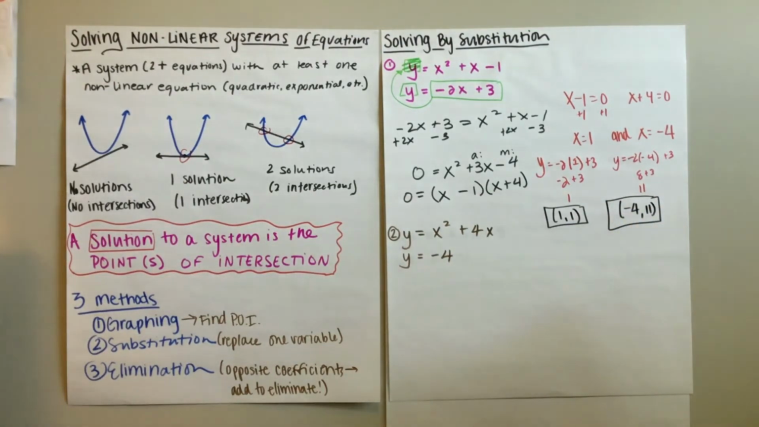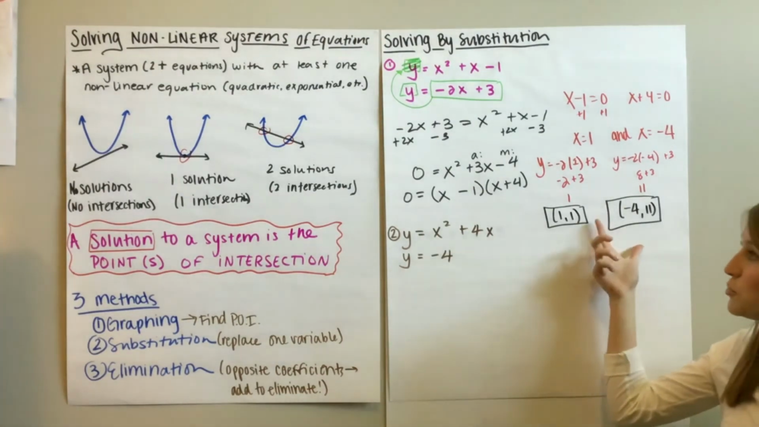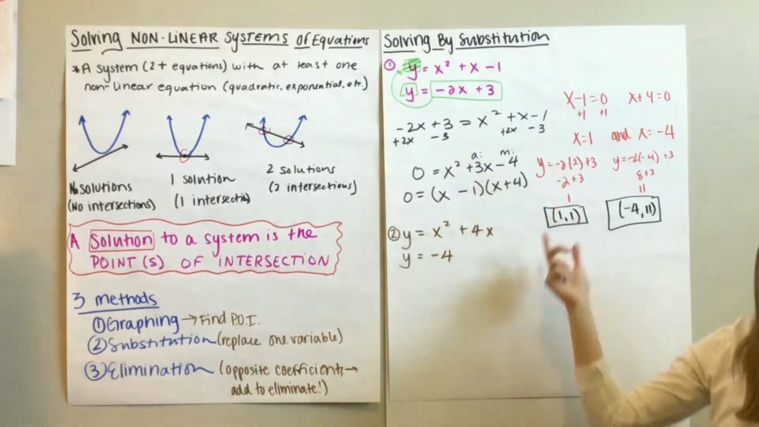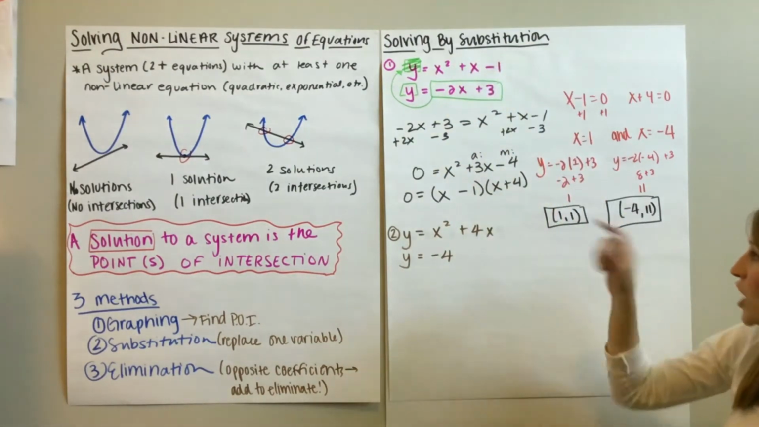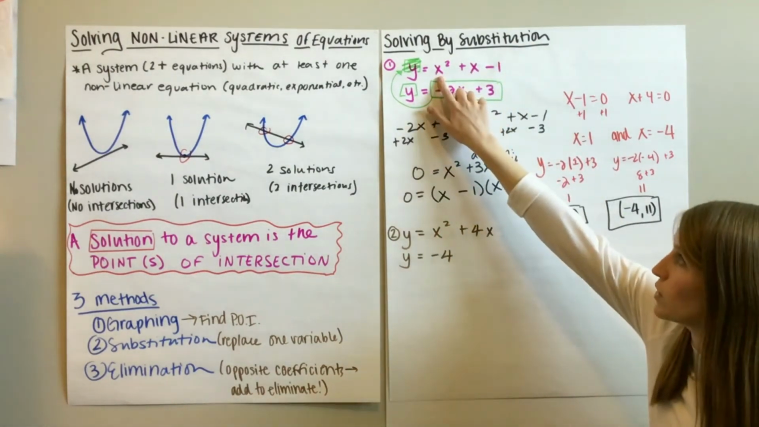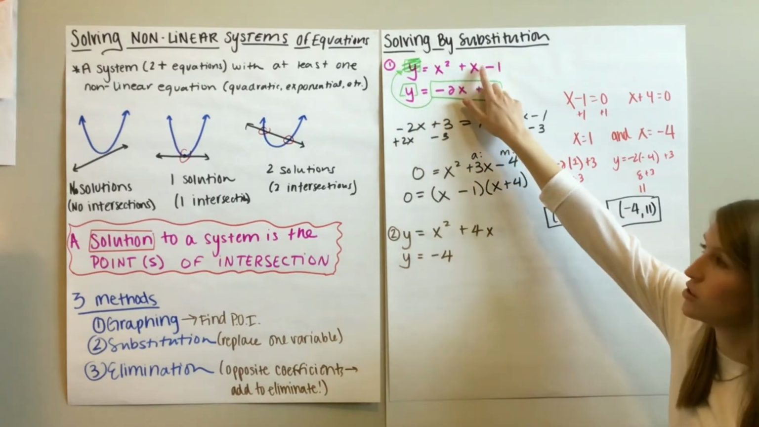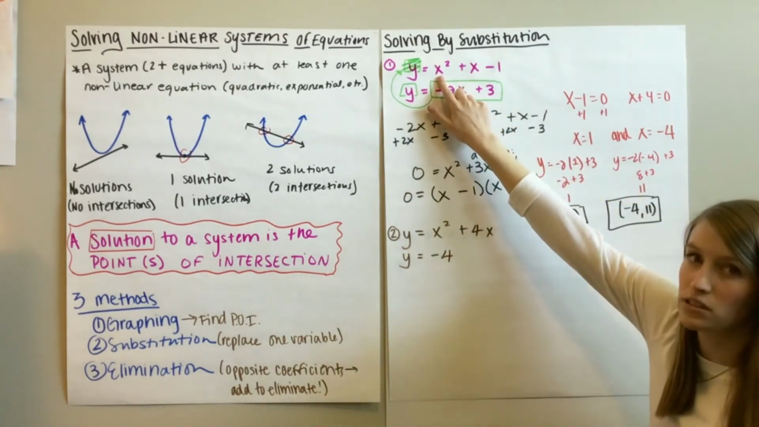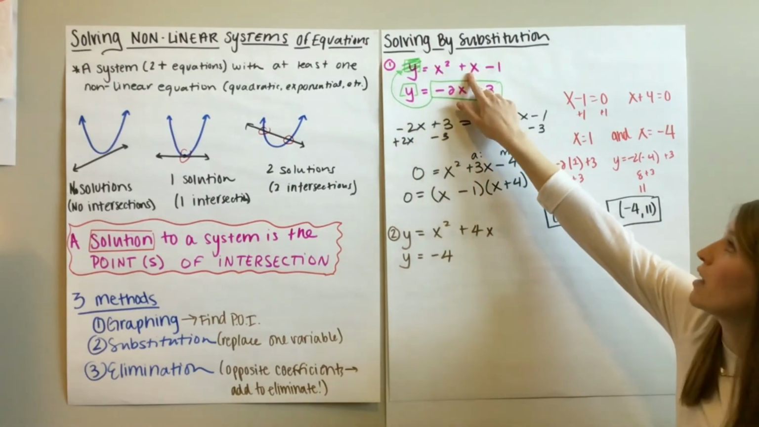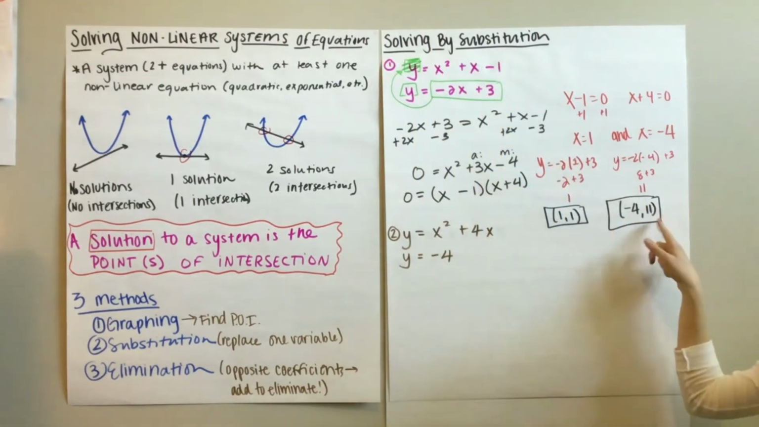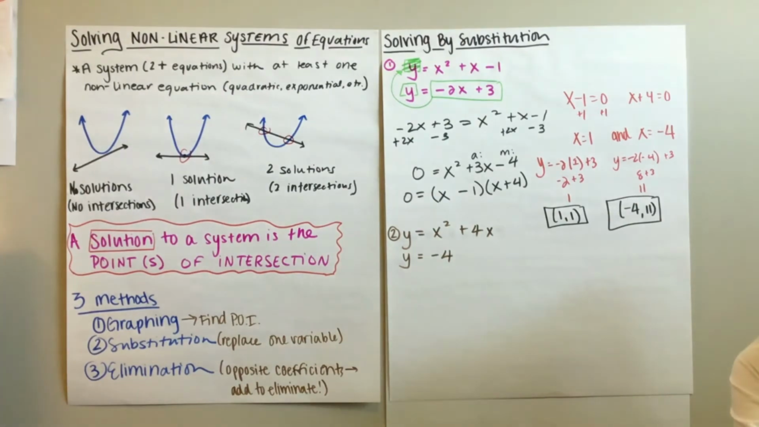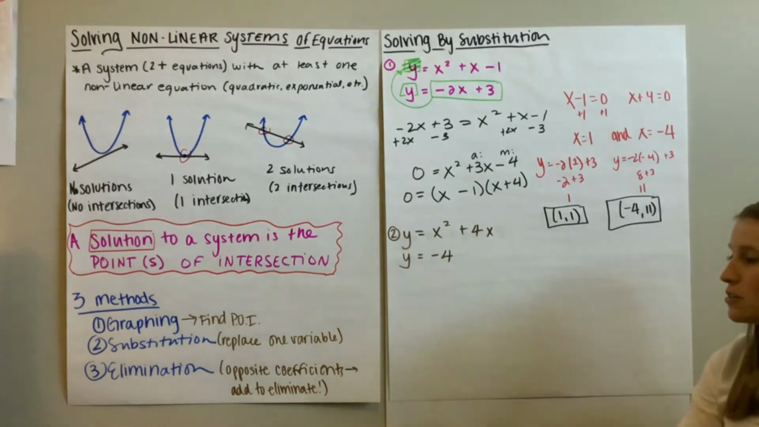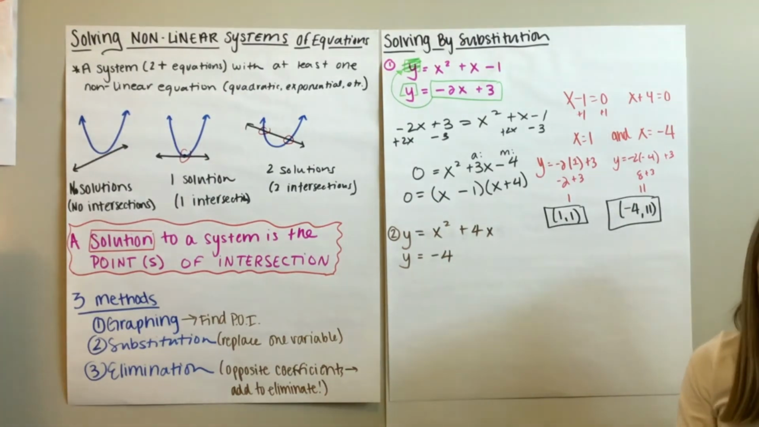Now, it doesn't matter which equation you plug it into, but if you're going to check it, since you plugged it into the bottom equation, plug these into the top equation to check it. So 1 squared is 1, 1 plus 1 is 2, minus 1 is 1. Negative 4 squared is 16, minus 4 is 12, minus 1 is 11. So those are your 2 points of intersection, or my 2 solutions to the system. Excellent work. Let's try the next one.